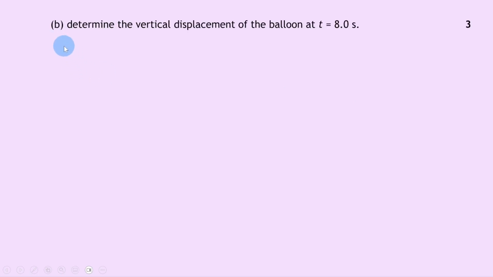Part B says using calculus methods, determine the vertical displacement of the balloon at time t equals 8.0 seconds, and again there's 3 marks available here. Well, remember if we want to find displacement and we've got an expression for velocity, then we need to integrate the velocity v with respect to time. So we could write that v is equal to ds by dt, which remember is just an equation on your relationship sheet, and that's equal to 0.0044 t cubed plus 0.012 t squared, i.e.